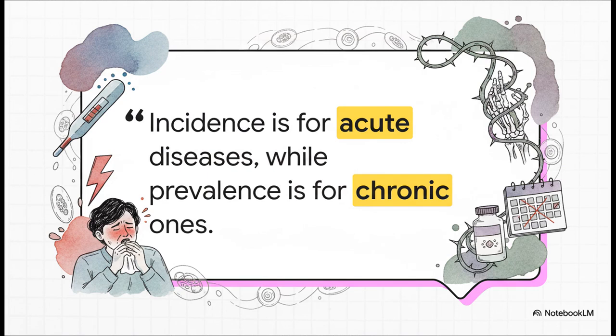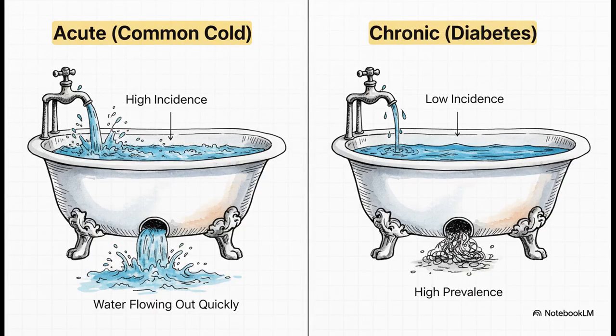And finally, there's this idea that these terms are specialized, that you only use one for certain types of illnesses. In reality, both of these terms can apply to any disease, and actually, their relationship tells a really interesting story. Think about the common cold. Its incidence is super high in the winter. The tap is on full blast, but its prevalence isn't huge because people get better fast, so the water drains out quickly. Now think of something like diabetes. Its incidence, the rate of new diagnoses, might be lower, but because it's a lifelong condition, the drain is basically plugged. So the prevalence, that total water in the tub, just gets higher and higher over time.